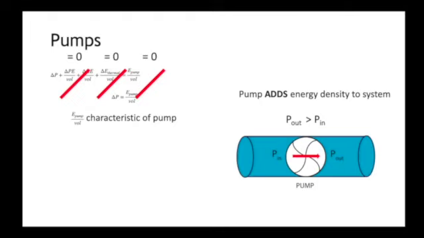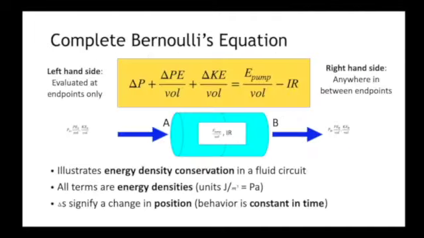So you can think of a system without dissipation or without a pump as kind of like a closed system. I don't know if that's super helpful. So let's look at our complete equation now. On the left-hand side, we call it our total head.